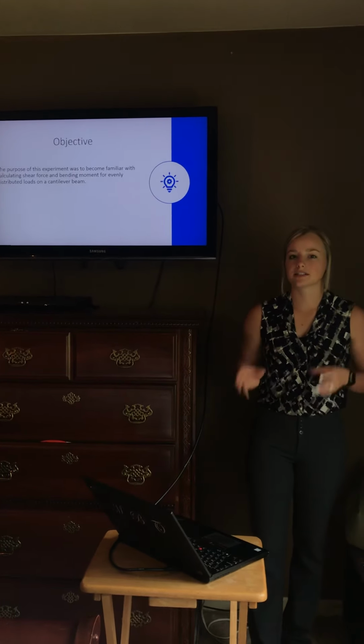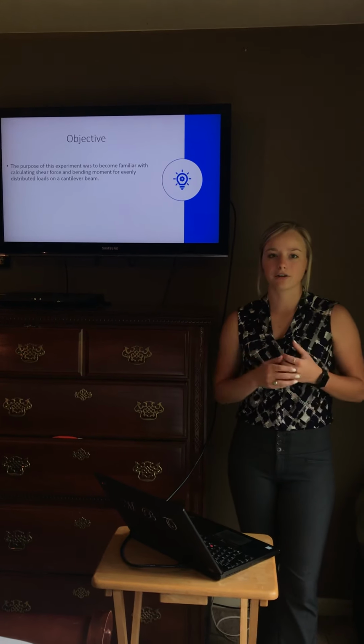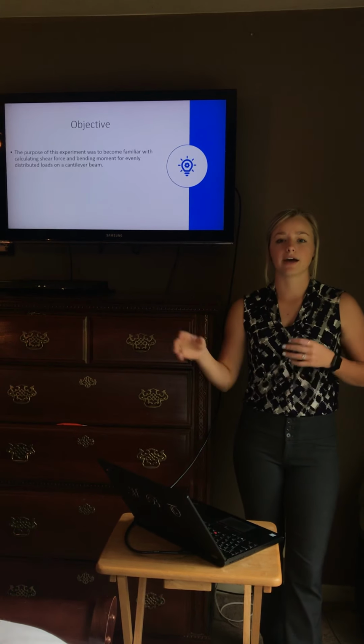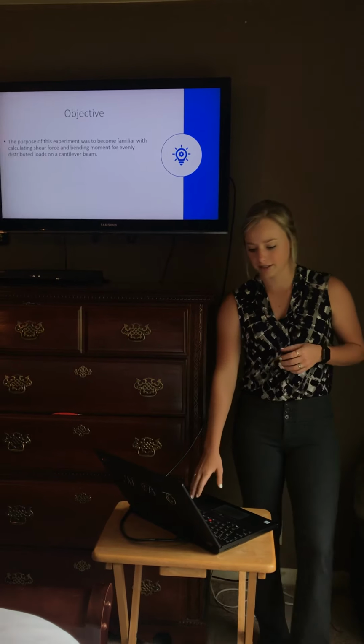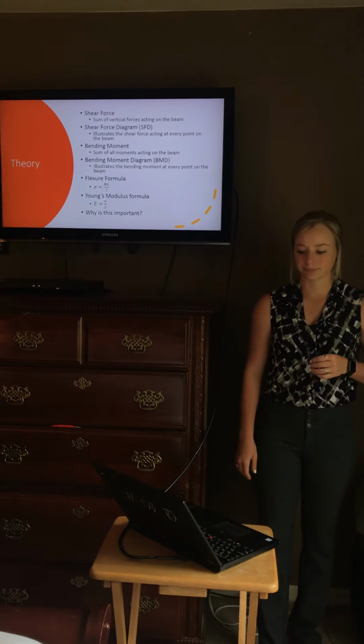So the purpose of this experiment was to become familiar with calculating shear force and bending moment, as well as drawing the shear force diagram and the bending moment diagram. That was all for a distributed load in a cantilever beam.